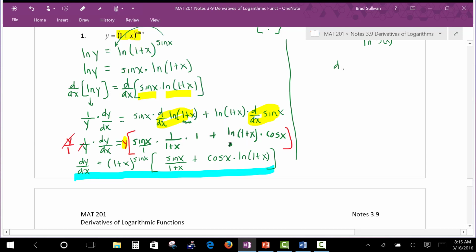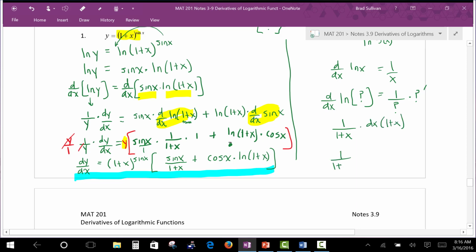First of all, if you do just the basic derivative of ln of x, that's 1 over x. That's the rule. Now, whenever you change that x to something else, I'll put a question mark there. In this case, it's 1 plus x. What you do is you do 1 over that function, and then you multiply by the derivative of that function. So what I did is I did 1 over 1 plus x times the derivative of 1 plus x.